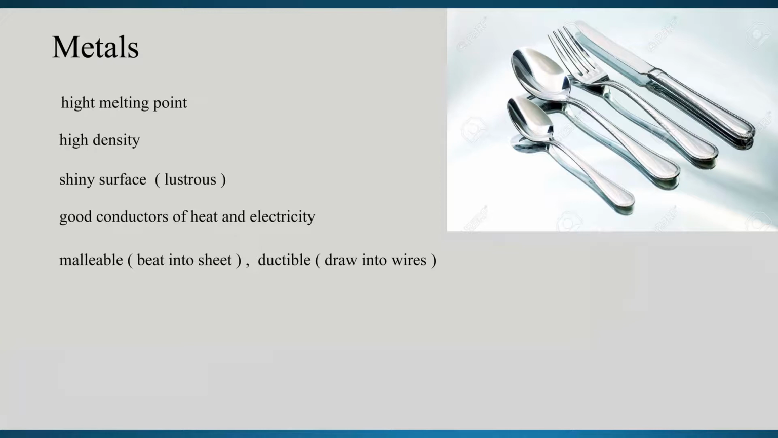Metals have certain features. First, usually metal, you notice they have quite a high melting point. Could be about 1000 degrees or above for the metal to be melted. They have high density. That means they're quite heavy. And you can see most of the metals have a shiny surface.